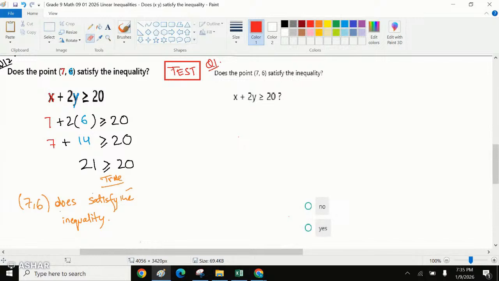Can anyone give me the answer whether it's true or false? The question says, does the point 7, 6 satisfy the inequality? And the inequality given is x plus 2y is greater than or equal to 20, right? So all we need to do is substitute the values. Let's substitute.